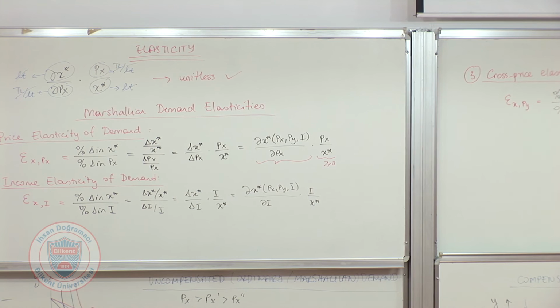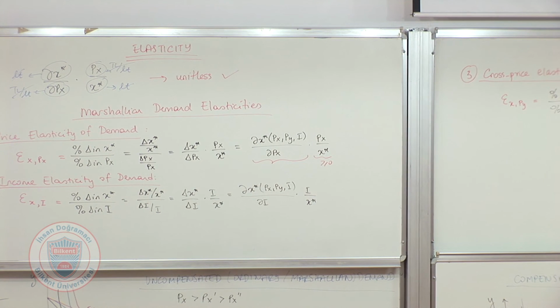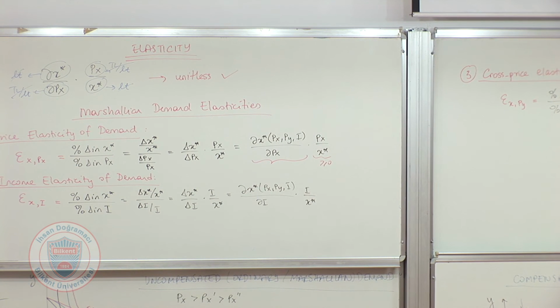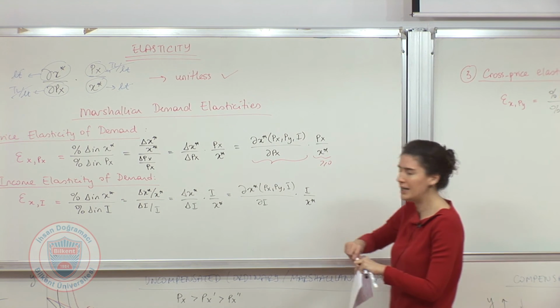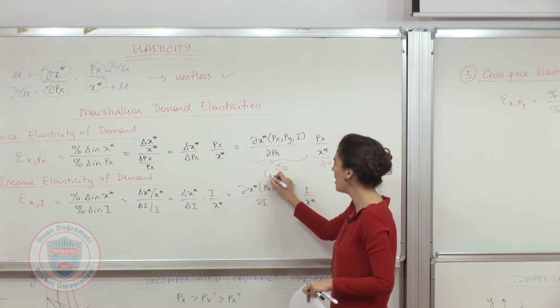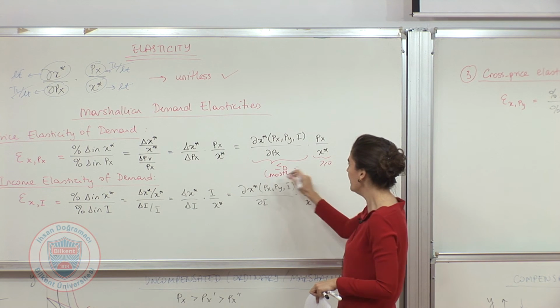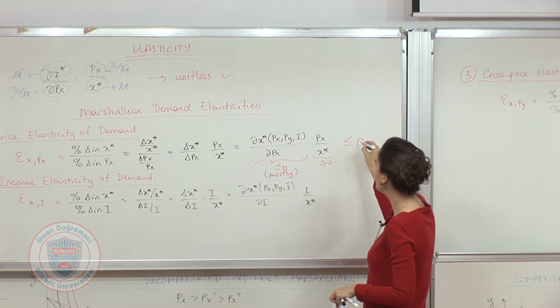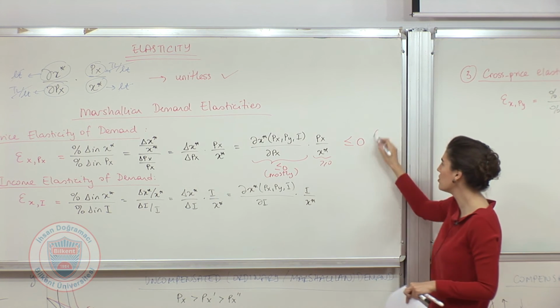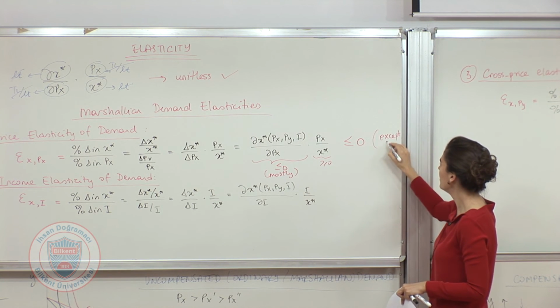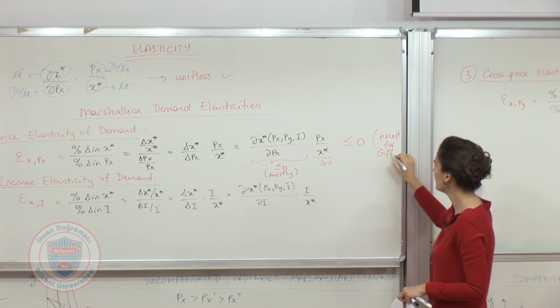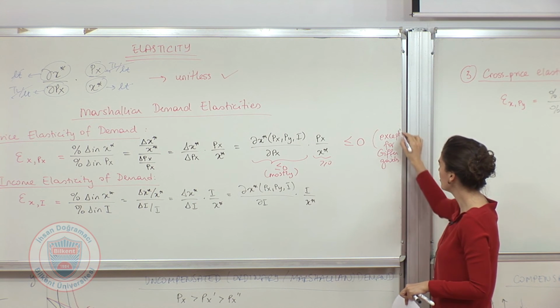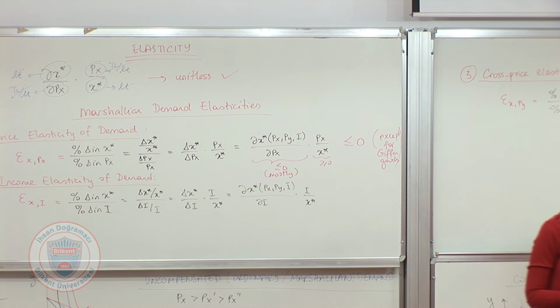What is the sign of that part? Negative. Do we know? Is it always negative? No, right? In which case is it not negative? If it's a Giffen good, we said it could be positive. But suppose it's not a Giffen good, mostly this part is negative, right? Mostly. That's what we said. So that's why mostly this price elasticity of demand, except for Giffen goods, is negative, okay?